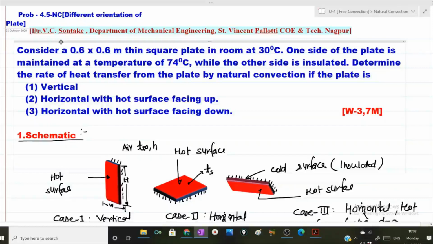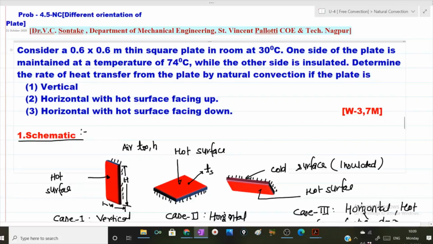So problem 4.5 on natural convection heat transfer. This problem is related to heat transfer rate from a plate where it is placed at different orientations. Okay, so the problem goes like this.